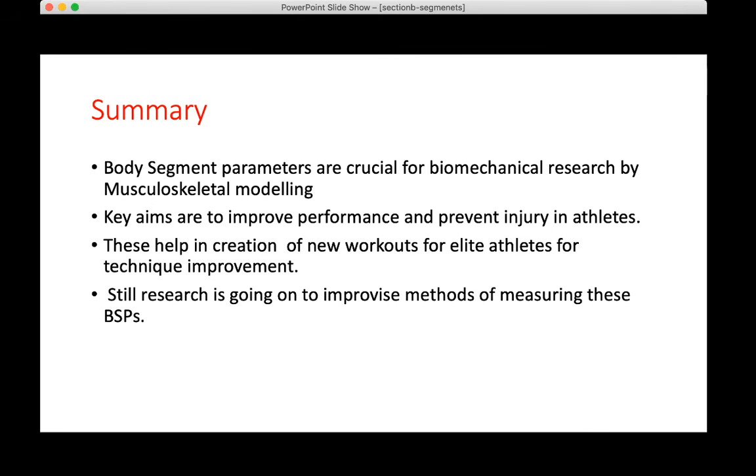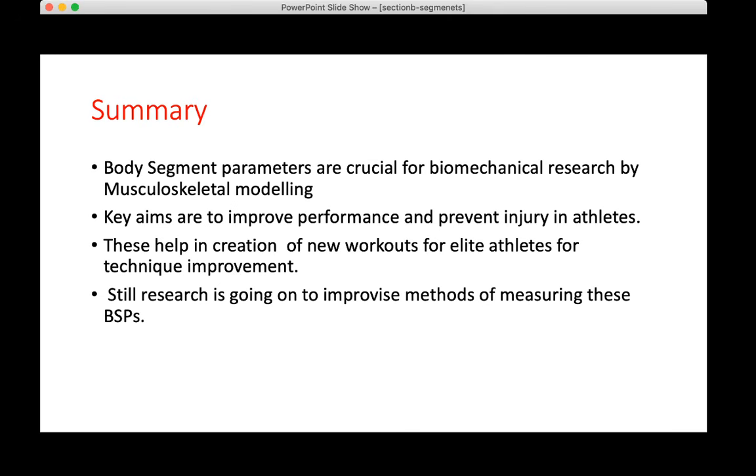In short, body segment parameters are very crucial for biomechanical research purposes, and the main tool used is musculoskeletal modeling. This is the first point. Secondly, what are the key aims of all this? It is universal for each biomechanical experiment that you want to improve performance, and secondly you want to prevent injury. These are the main aims of all this practice.